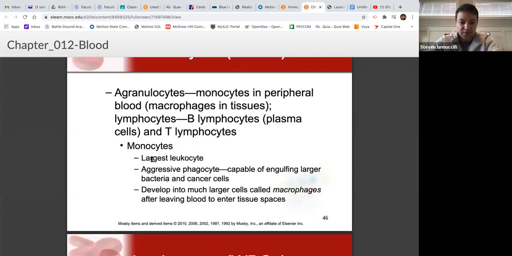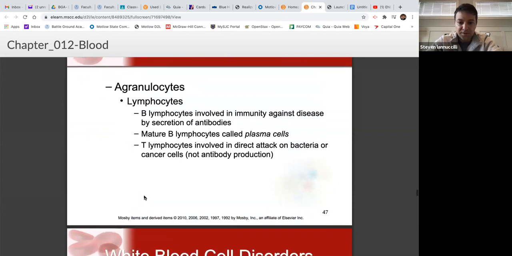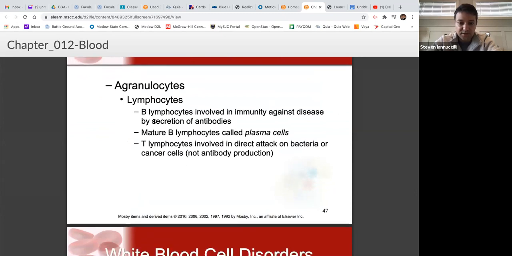Okay, so again, monocytes are the largest ones out of all of them, very, very aggressive phagocytes. B cells are involved in immunity against disease. They secrete antibodies, like I just said. We can call mature B cells plasma cells. There is an autoimmune disease that can kill your B cells. It's called mononucleosis, I think.